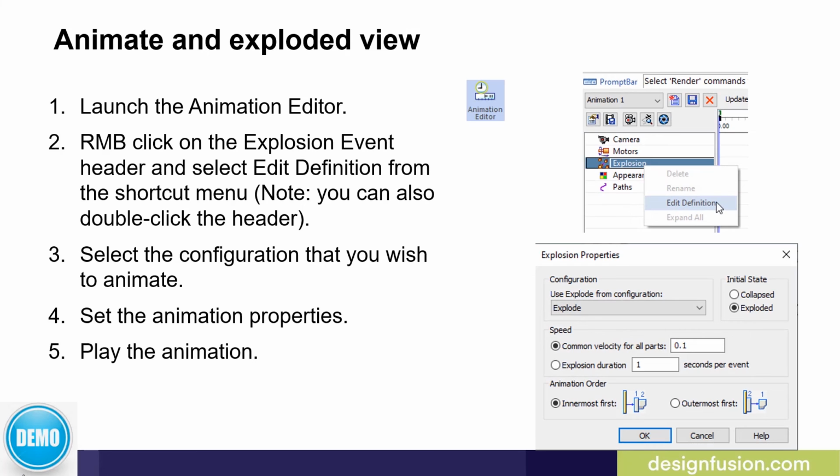You can also create motion inside of the ERA environment. For example, you can animate an exploded view. To do this, you launch the animation editor. You right mouse button click on the explosion event header and select Edit Definition from the shortcut menu. You can also simply double click the header. Select the configuration that you wish to animate, so you do have to have a pre-existing exploded configuration. Set the animation properties, and then you can play the animation.